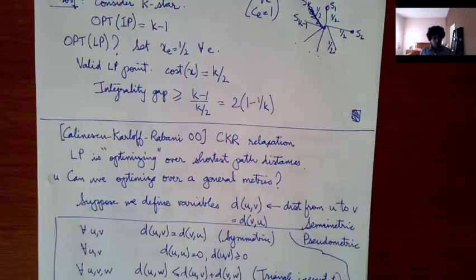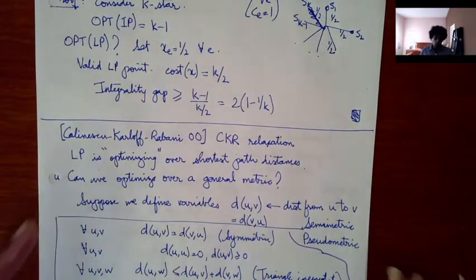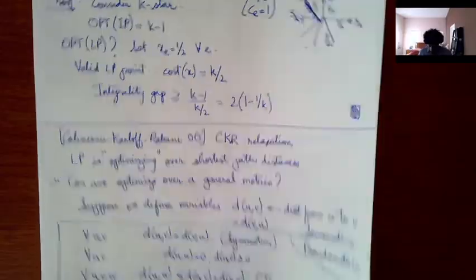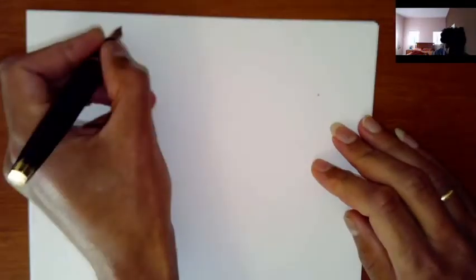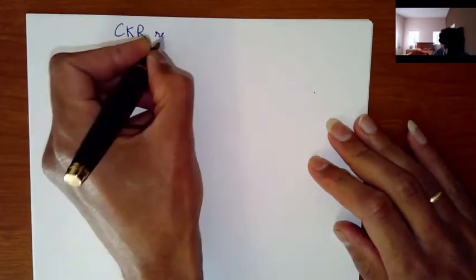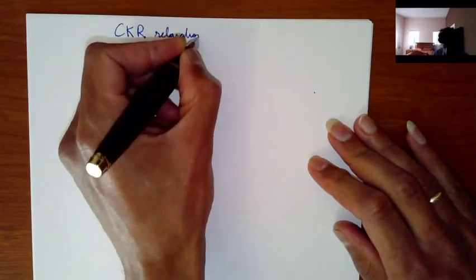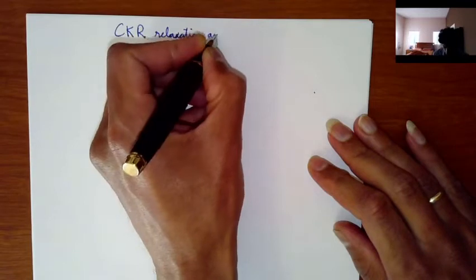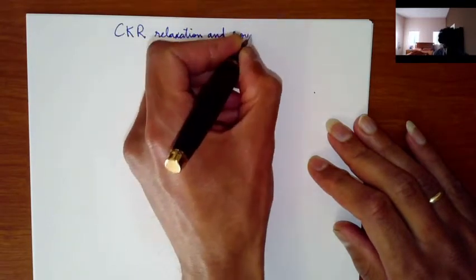So then there's this significant result of Calinescu, Karloff and Rabani called the CKR Relaxation. And that is what I'm going to discuss now. So with that, the topic for today is the CKR relaxation and rounding.